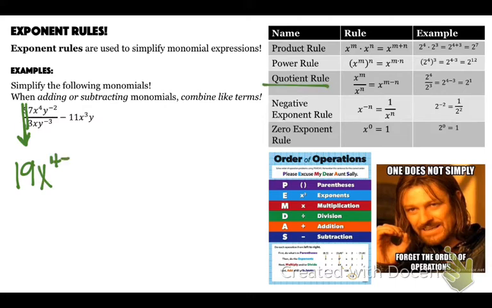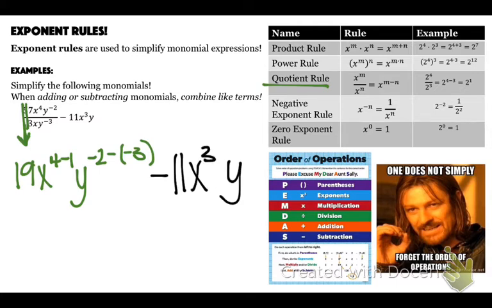We're going to do 4 minus 1. And then we have our y, so we have y to the negative 2 minus, I'm going to put another parentheses, negative 3. Okay, and this piece stayed the same. So this is still negative 11x cubed y.